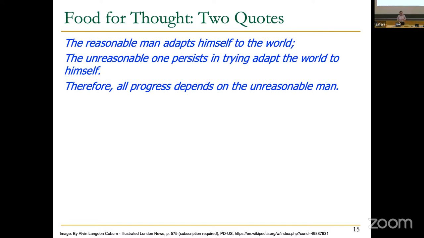So I like this quote. So this says, the reasonable man adapts himself to the world. The unreasonable one persists in trying to adapt the world to himself. Therefore, all progress depends on the unreasonable man. Does anybody know who this is from? This is from another Nobel laureate. Well, Einstein was one, clearly. But in a totally different field.